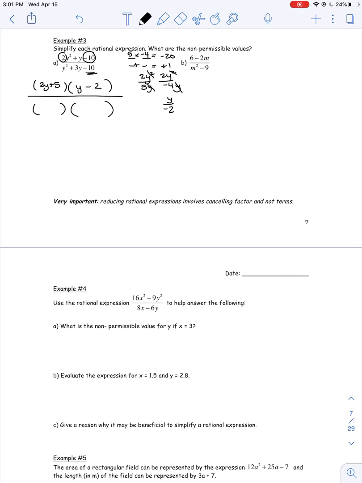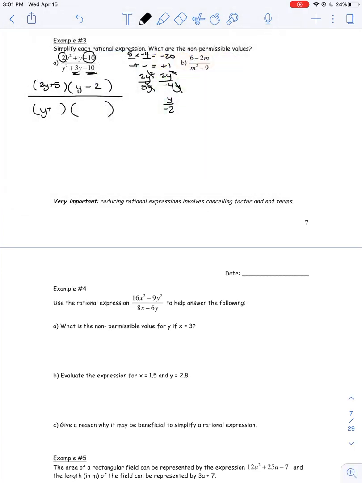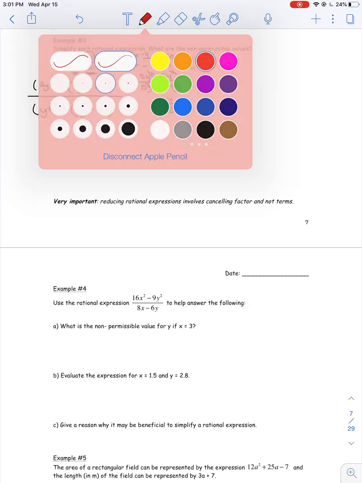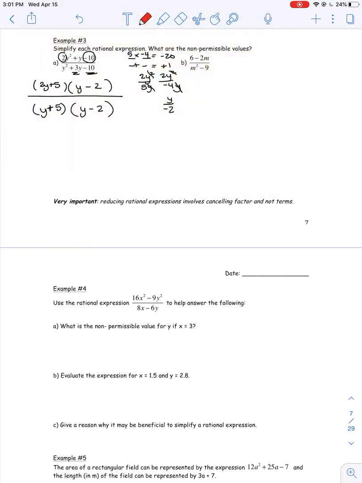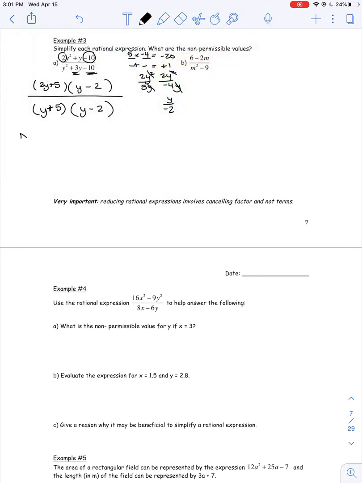At the bottom, you just need to find two numbers that multiply to negative 10 and add up to positive 3. So that would give me y plus 5 and y minus 2. Okay, so those are the numbers that would work. Again, the reason I do this is because I can see that these two can cross off each other. But before I cross things off, this is the best time to find non-permissible values.